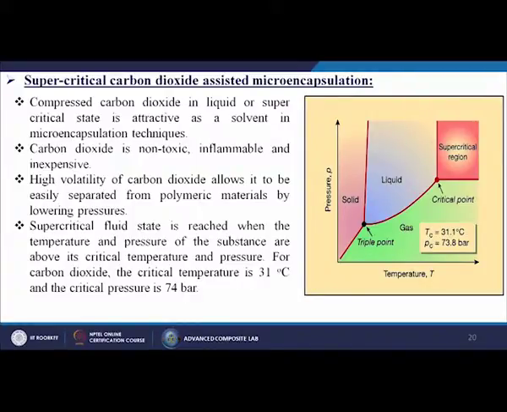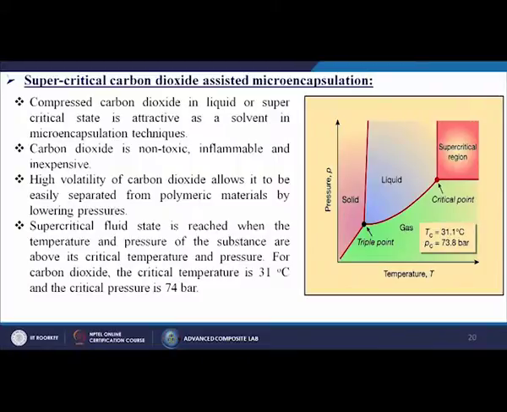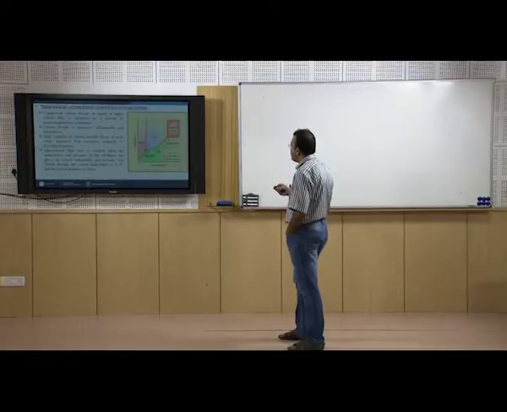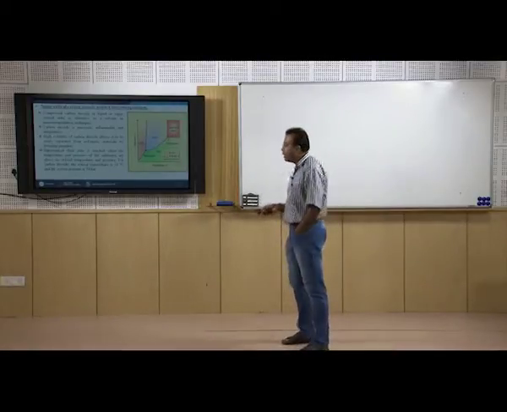Supercritical fluid state is reached when the temperature and pressure of the substance are above its critical temperature and pressure. For carbon dioxide, the critical temperature is 31 degree centigrade and the critical pressure is 74 bar. So supercritical means more than this temperature and more than this critical pressure. If we see the pressure-temperature diagram, we have the solid phase, the liquid phase and the gas phase, and this point is called the supercritical region, where the pressure is around 73.8 bar and the temperature is around 31.1 degree centigrade. Beyond that, the formation is known as supercritical formation.